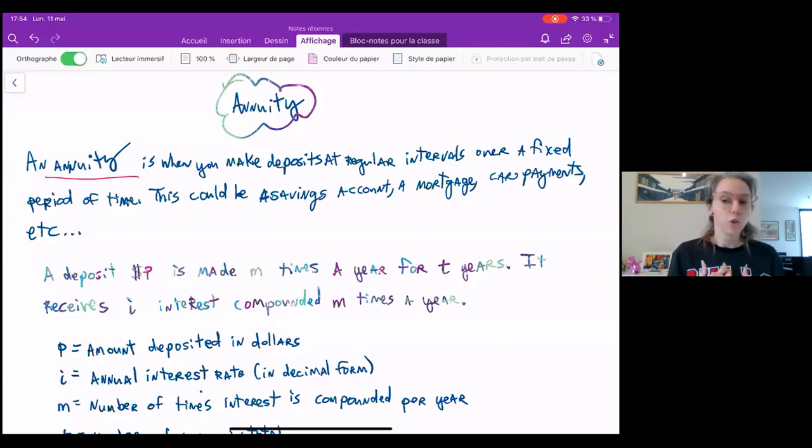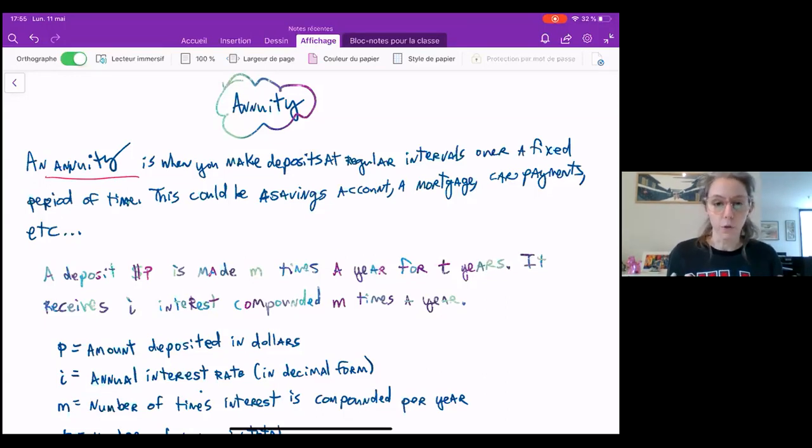period of time. So maybe, for example, I have $50 and I'm depositing $50 every single month into a savings account. And I want to know how much that savings account will be worth in 30 years, given that it has some fixed interest rate. So a savings account, for example, could be an example of an annuity.